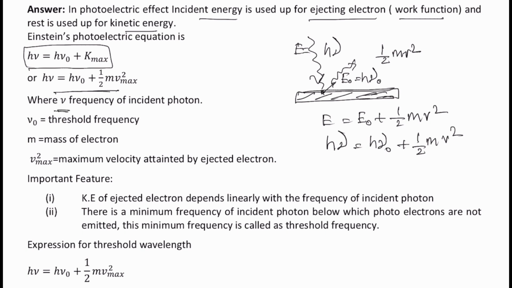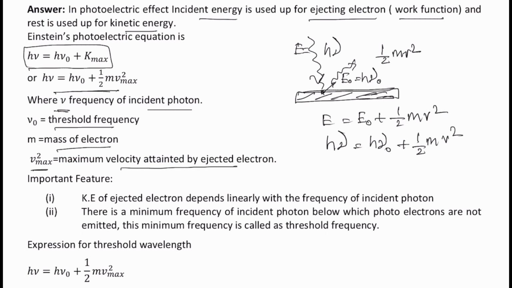Nu is the frequency of the incident photon light. Now nu 0 is the threshold frequency, m is the mass of the electron, and v is the velocity of the electron attained once it is released from the surface. So v max square is the square of the velocity, the maximum velocity attained by the ejected electron.